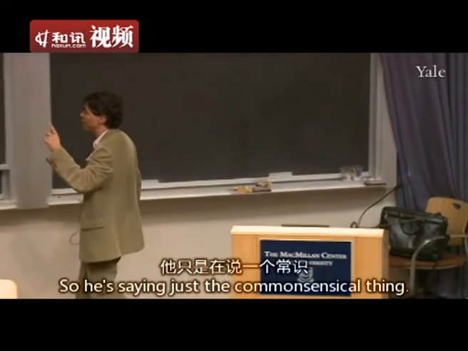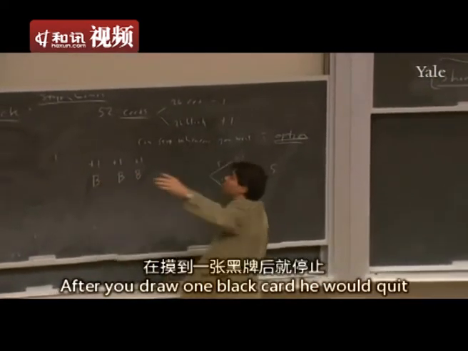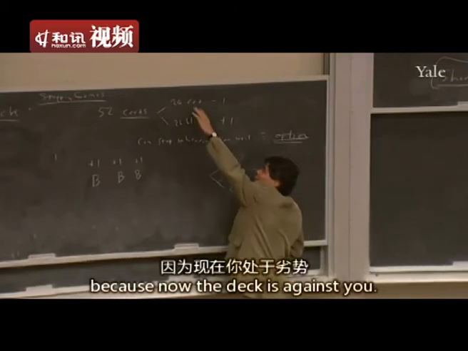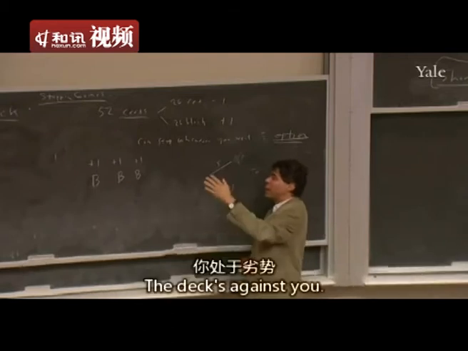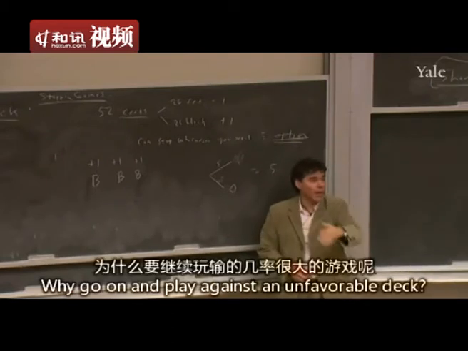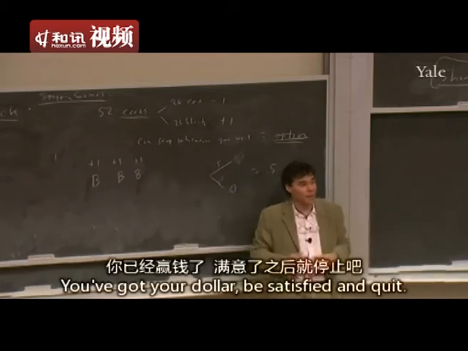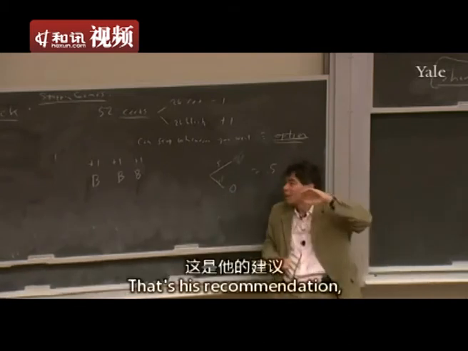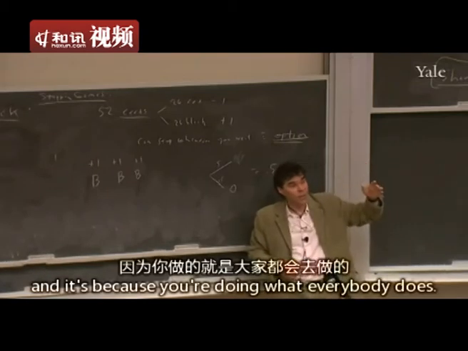So he's saying just the commonsensical thing. After you draw one black card, he would quit because now the deck is against you. It's 25 red and only 25 black. The deck's against you. Why go on and play against an unfavorable deck? You've got your dollar. Be satisfied and quit. That's his recommendation. But that's wrong, and it's because you're doing what everybody does.